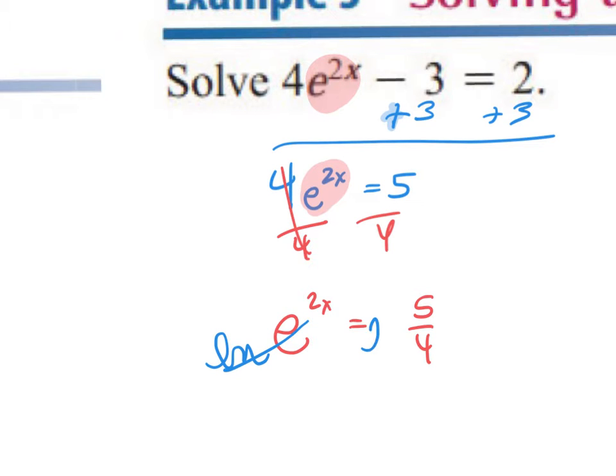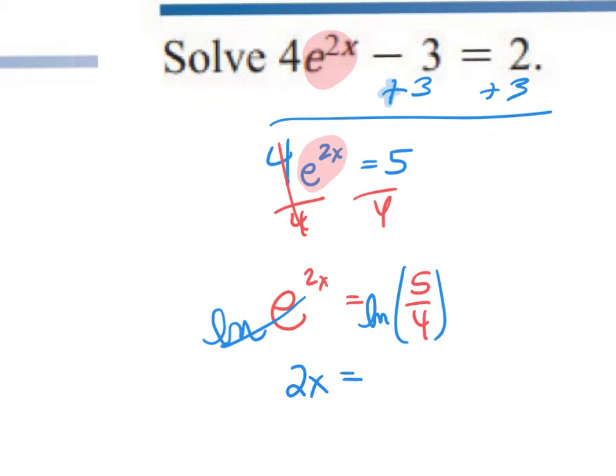So what you do to the left-hand side, you do to the right-hand side. So my 2x comes down. I have 2x equals, in your calculator, ladies and gents, hit ln, parenthesis, 5 divided by 4, or put it in as a fraction. You gotta have a parenthesis though. What do we get? What's our crazy decimal?